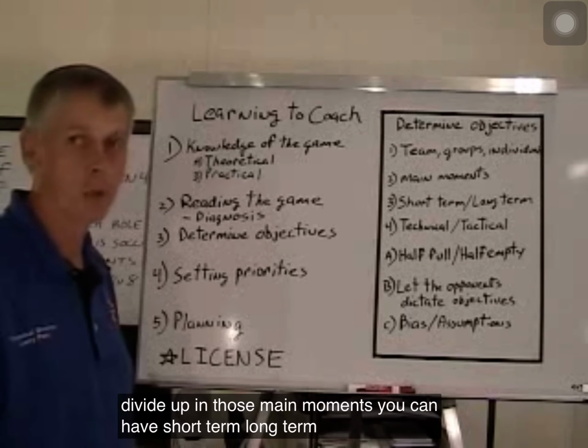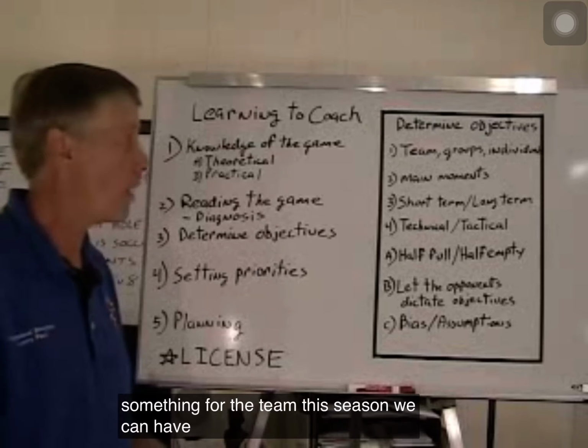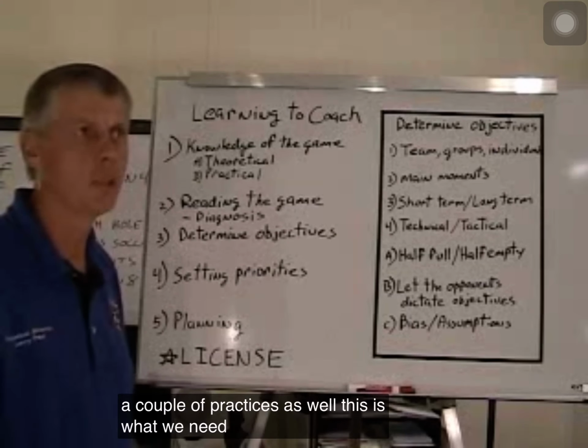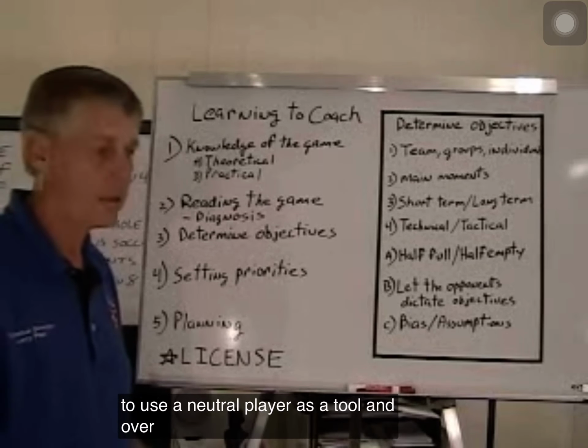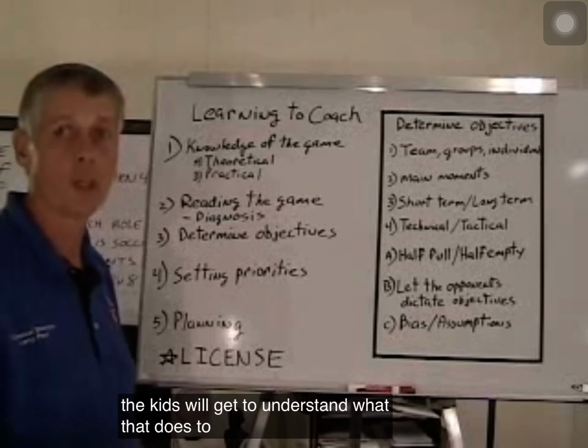You can have short-term, long-term goals. So something for the team this season. We can have, obviously, an objective just for a couple of practices. Well, this is what we need to do over the next couple of practices. We need to learn how to use a neutral player in a game because the kids have never seen it. So we're going to use a neutral player as a tool, and over these next 2 or 3 practices, the kids will get to understand what that does to the numbers on the field.